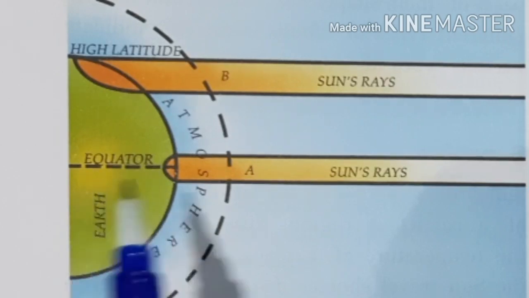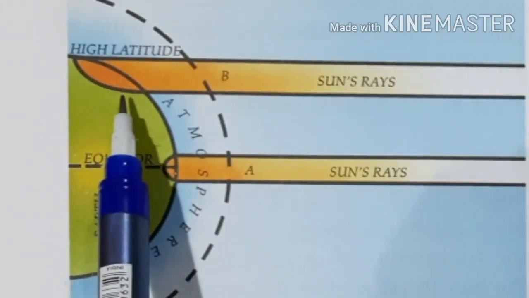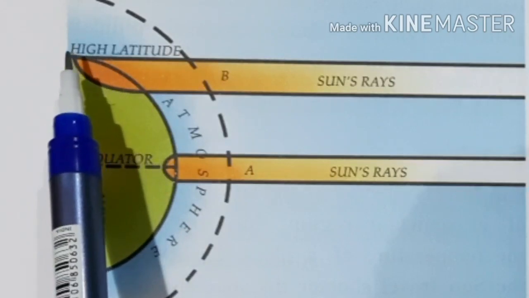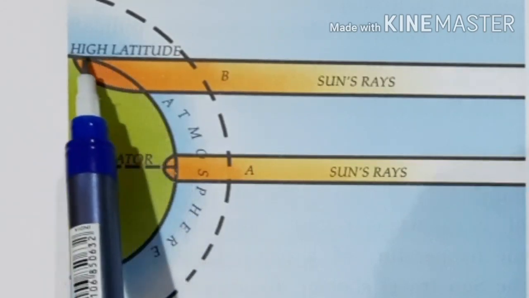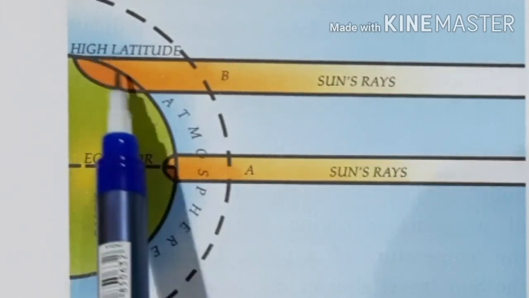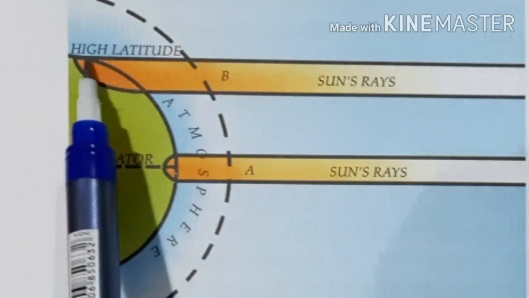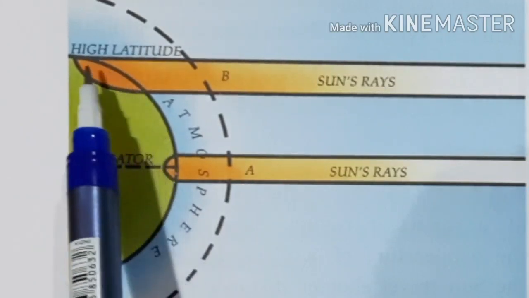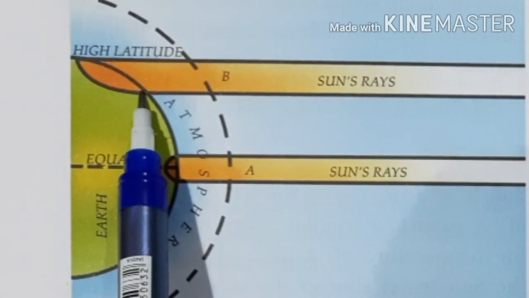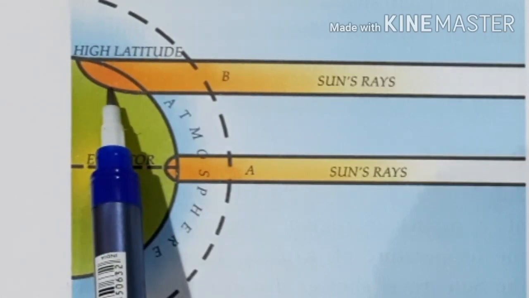On the other hand, look at the rays received by the high latitudes, towards the polar region. They are straight rays, but when they fall over the spherical earth, they are slanting and they spread over a large area. So the heat energy is spread over a large area. Because of that, the heating capacity decreases.